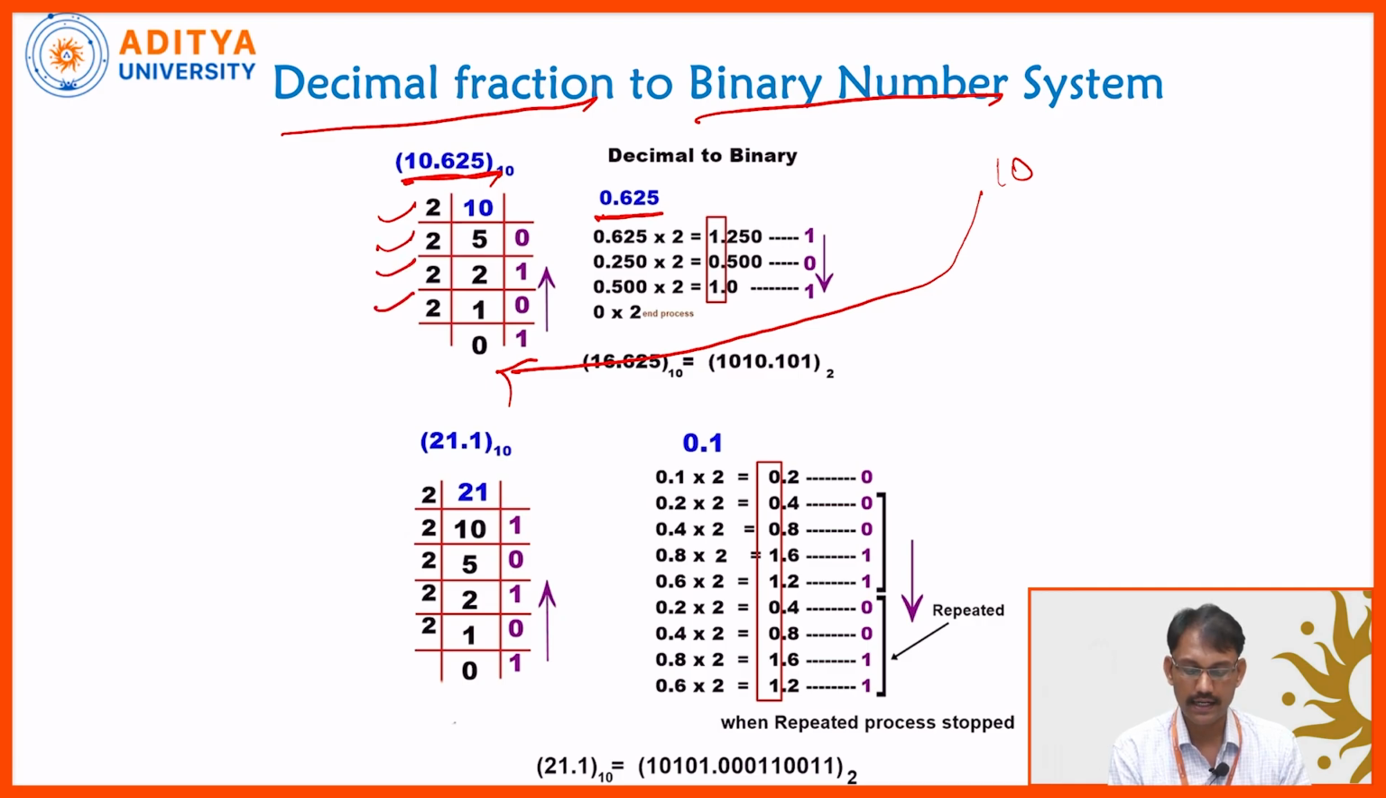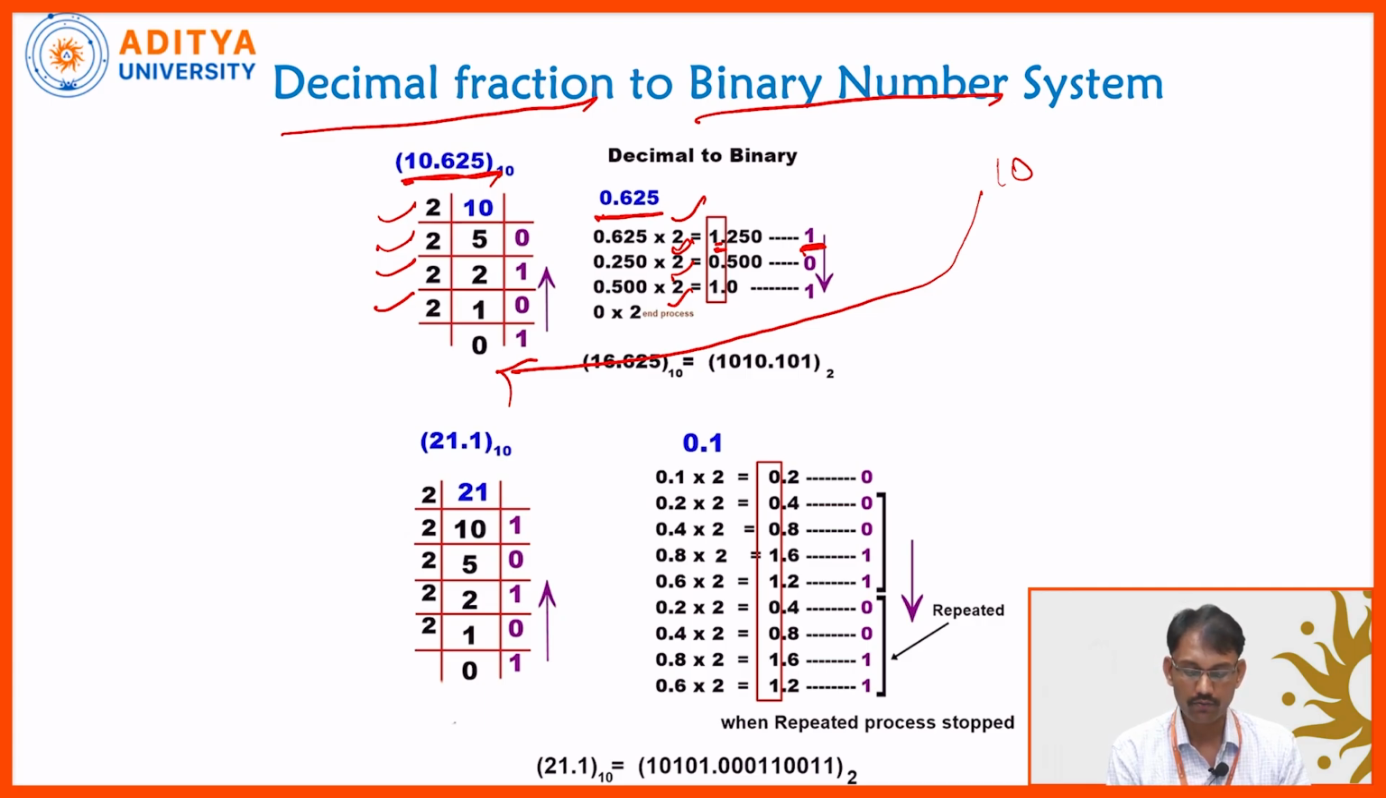Now for the right side, we have to multiply the fraction part with 2, because the base is binary, which is 2. Now 0.625 multiplied by 2 is 1.250. Whatever we get on the left side of the point, we have to remove that, so remove the 1 and place it here, because the 1 is your result.